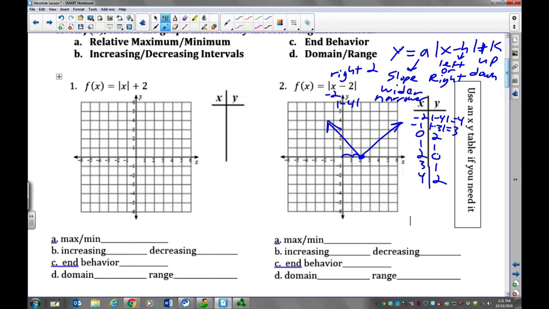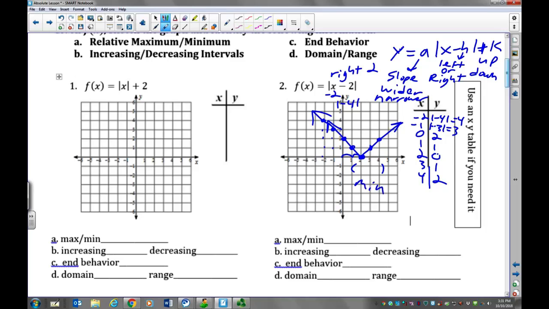So we go back 1, up 1, 2. Whoa, what happened there? -2, 4. So -2, 1, 2, 3, 4. Good, so that carries on. -1, 3. 0, 2, looking good. 1, 1. 2, 0, which is our vertex. And that's important. And then 3, 1, and 4, 2. So we do want to label our vertex there.